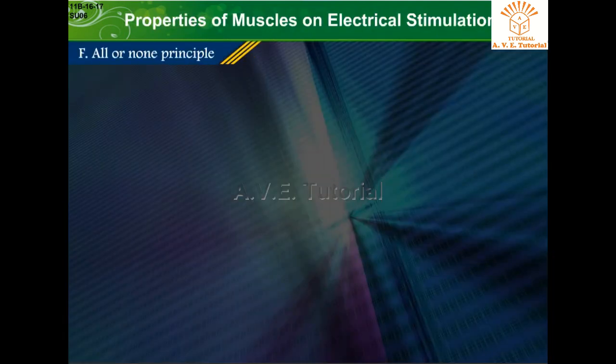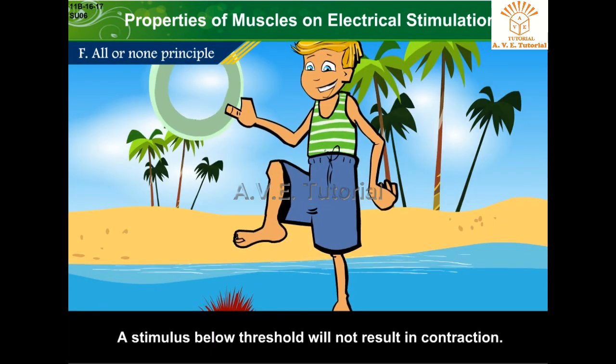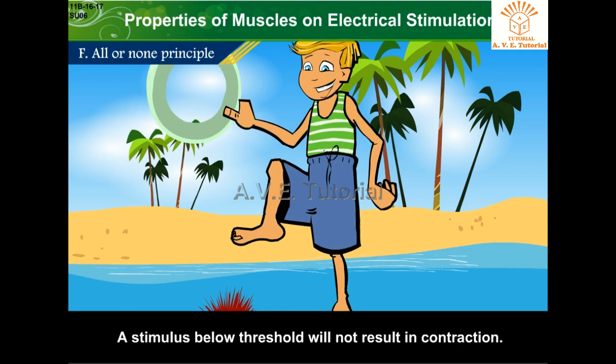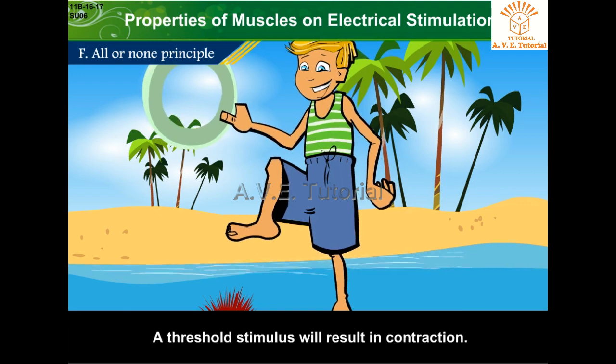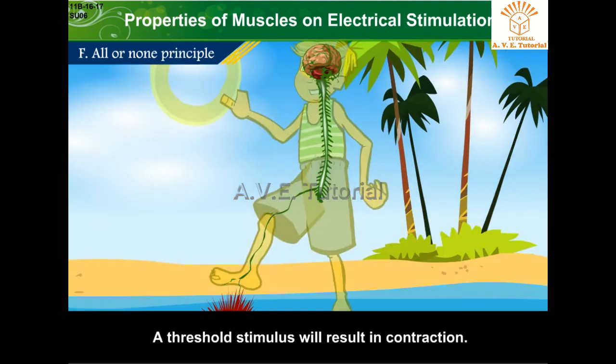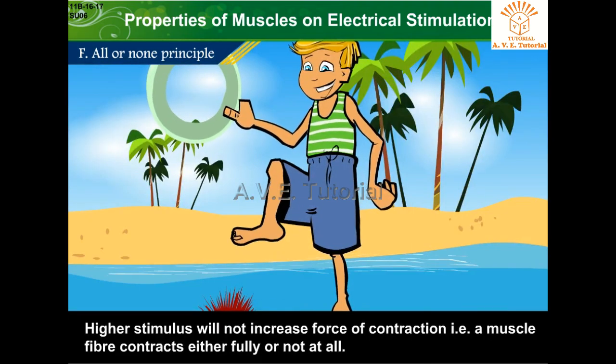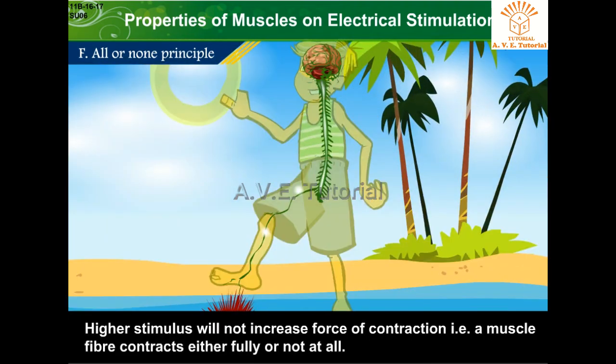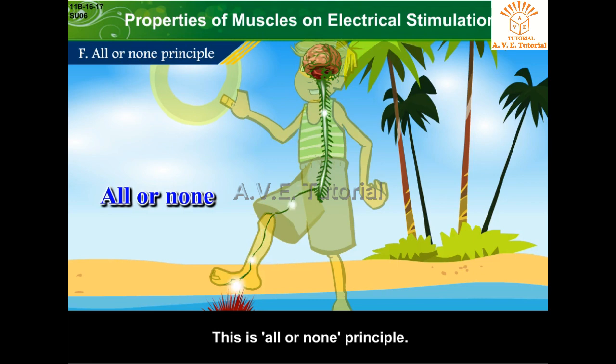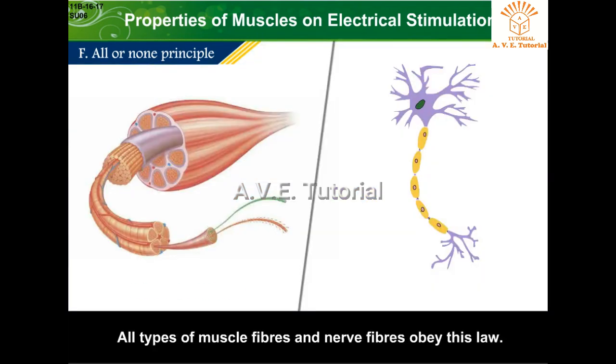F. All or none principle. A stimulus below threshold will not result in contraction. A threshold stimulus will result in contraction. This contraction leads to maximum force. A higher stimulus will not increase the force of contraction. That is, a muscle fiber contracts either fully or not at all. This is the all or none principle. All types of muscle fibers and nerve fibers obey this law.